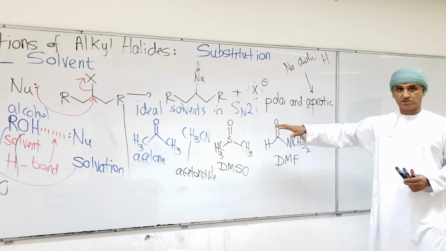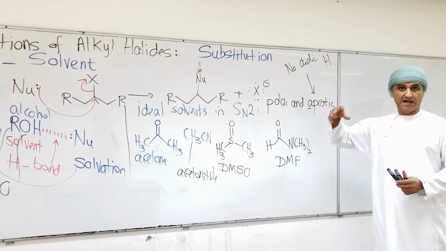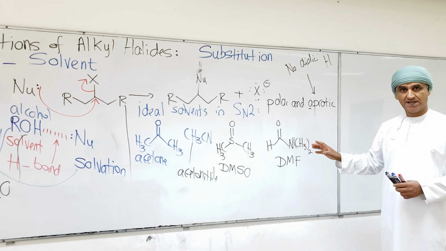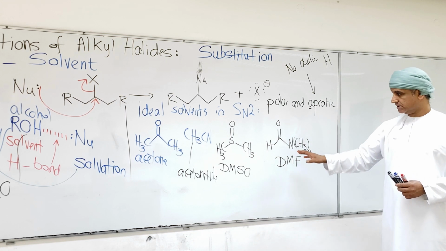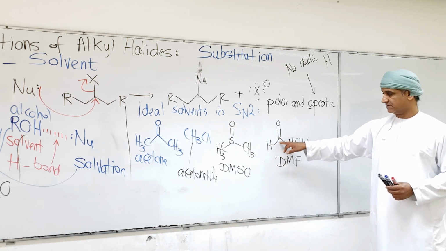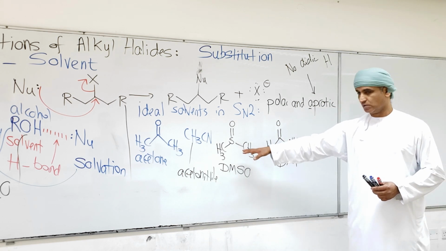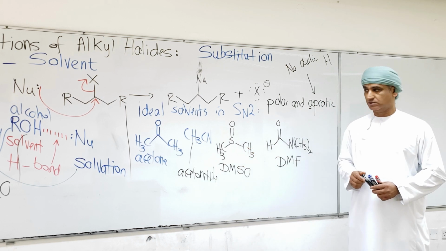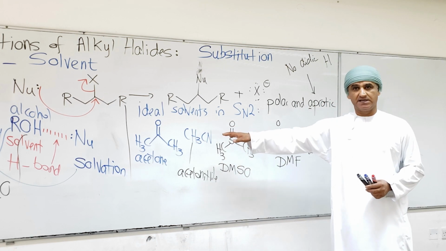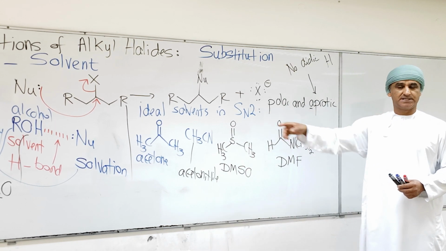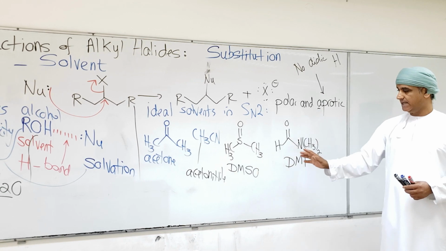If you notice, these solvents do not contain a hydrogen on an electronegative atom. You see, this hydrogen, for example, is not bonded to an electronegative atom. These hydrogens are the same. They are not bonded to electronegative atoms, and the same thing applies to acetone and acetonitrile, unlike water and alcohol. So these are polar aprotic solvents.